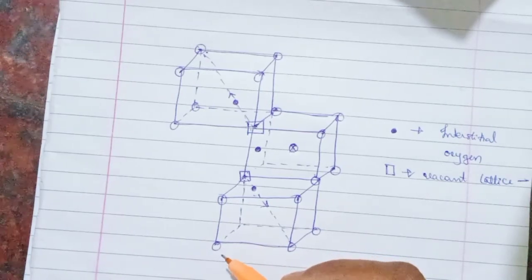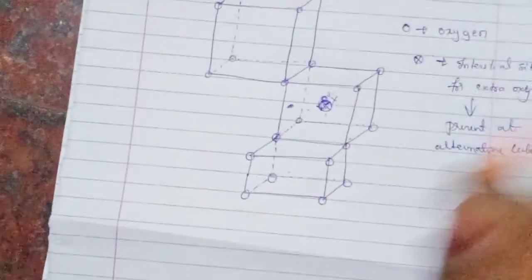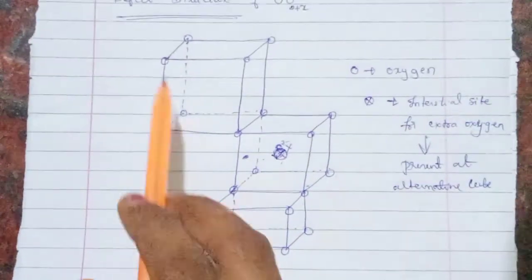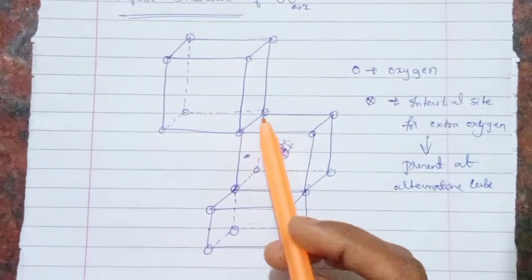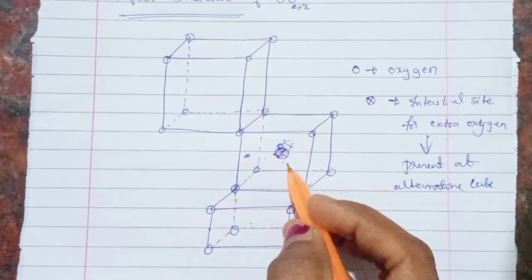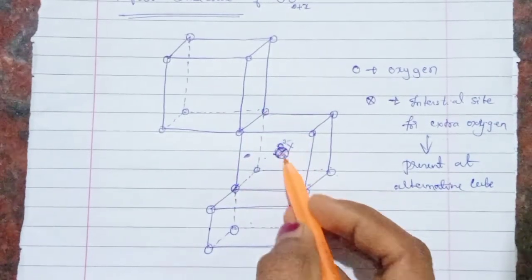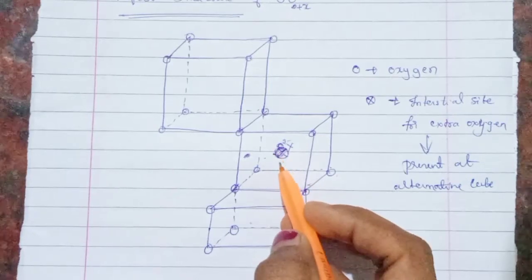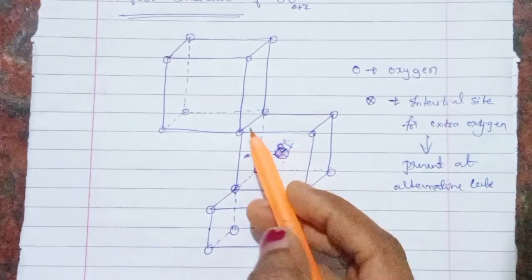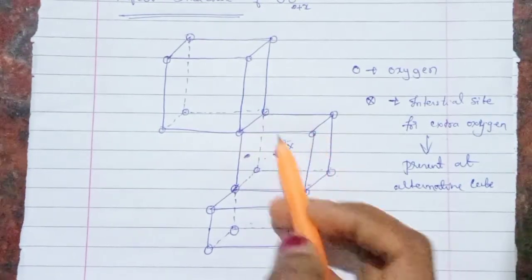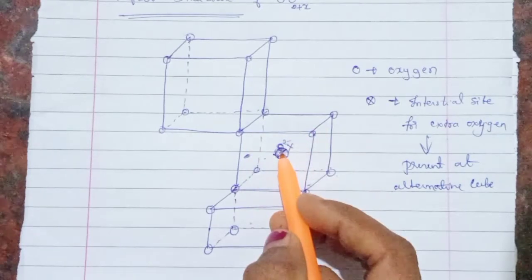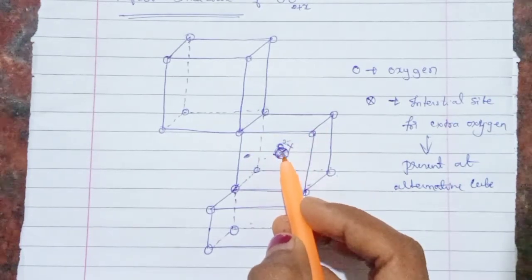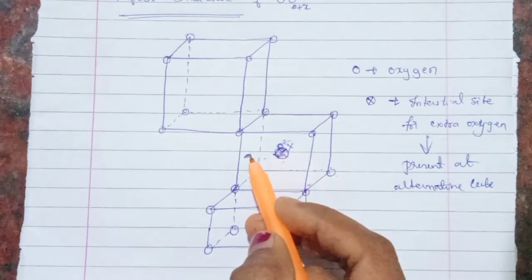So this is the defect structure of uranium dioxide. Every corner has an oxygen. It was believed that the extra oxygen will go and sit at the interstitial site present at the alternative cube, but since it is very crowded by the 8 oxygens, this site is not ideal. So the oxygen ion gets displaced into the cube edge.